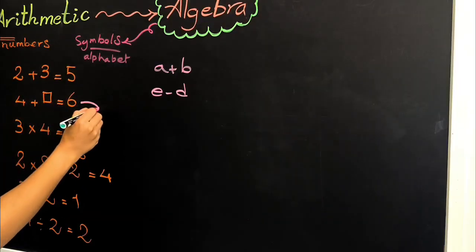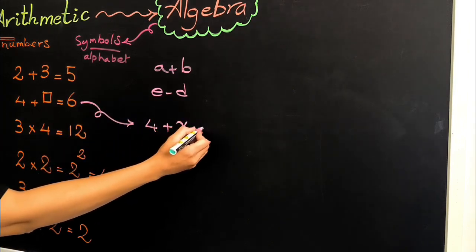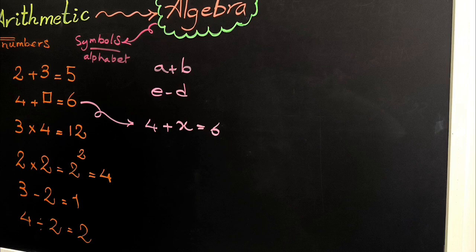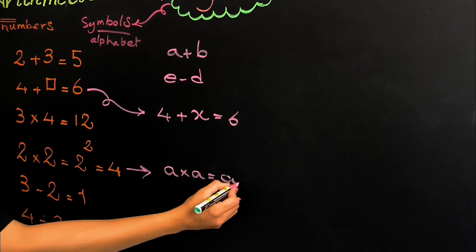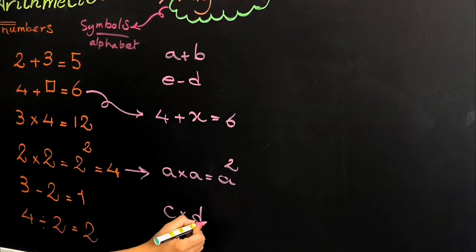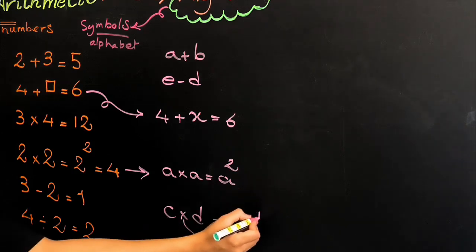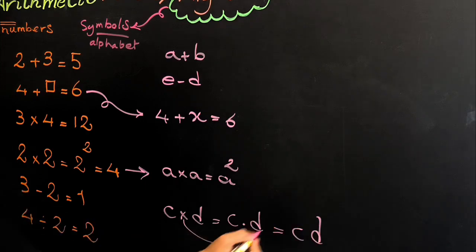Another example. 4 plus blank equals 6. Now in algebra, we write 4 plus x equals 6. 3 times 4 equals 12. 2 times 2 equals 2 squared. Instead of writing a times a, we can write a squared. Also, in multiplication, for example, if we write c times d, instead of using the multiplication sign, we can just write c dot d or cd.